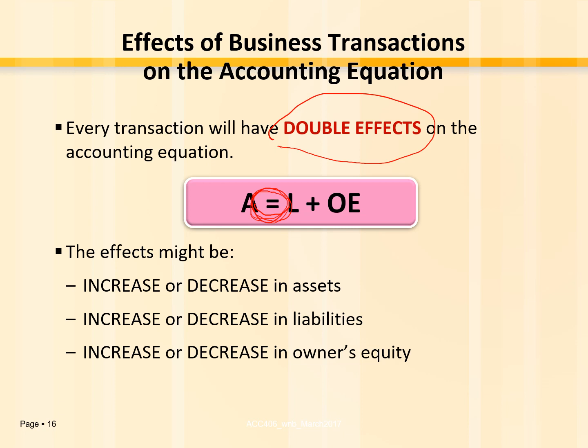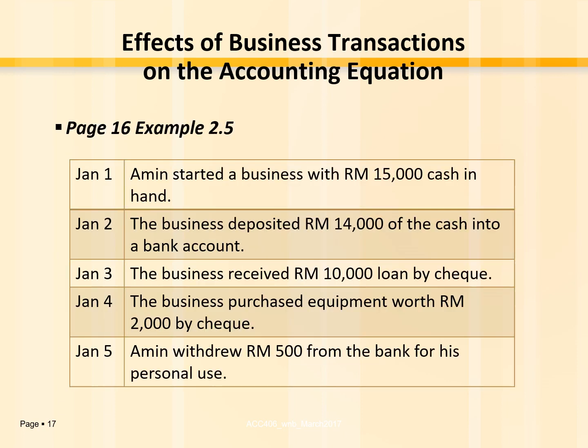Okay, kita move on to some example next. Okay, this is an example that we are going to do together. Okay, the effect of business transaction on accounting equation. So, macam mana this transaction will affect our equation yang asset equals to liability plus owner's equity. Okay, so kita akan sentiasa observe this equation. Okay, so first one adalah Amin started business with 15,000 cash in hand. So, untuk details, kita move on kepada the next slide.